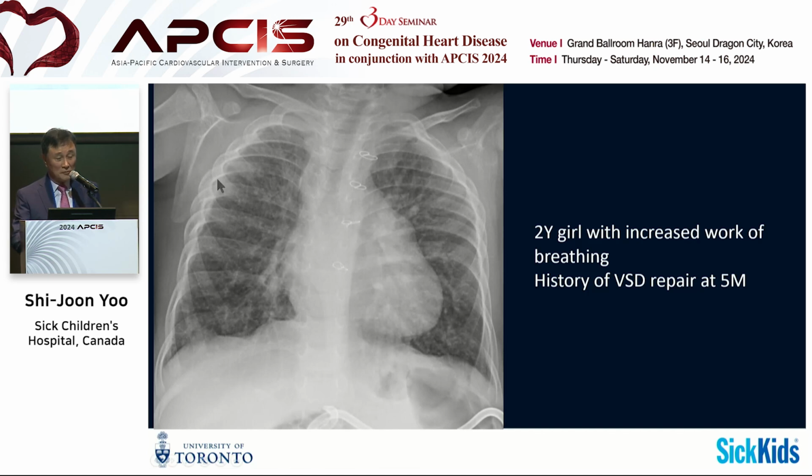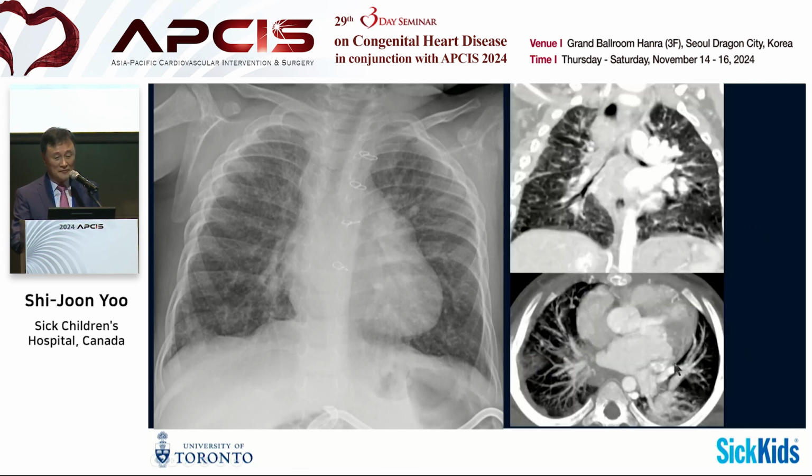And then you have some pleural effusion here, and then some reticular pattern in the right lung. So this is very, very suggestive of development of unilateral pulmonary vein stenosis. Okay? So in the CT scan, you can see complete obstruction of the right pulmonary veins.